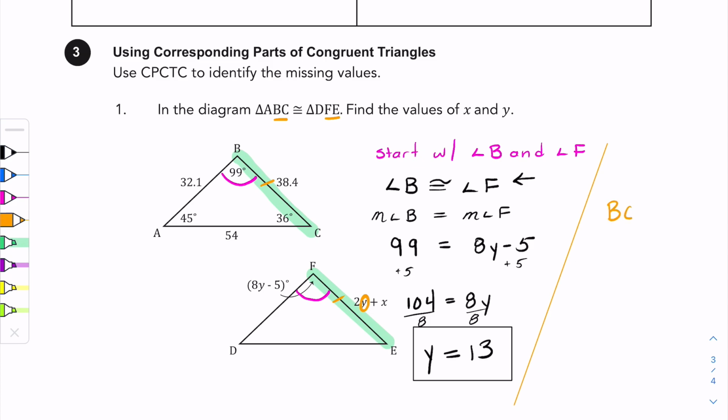So I know that segment BC is congruent to segment FE, and in turn I know that segment BC is equal to segment FE. I can then substitute my values in. I can substitute 38.4 for BC, and I can substitute 2y plus x for FE.